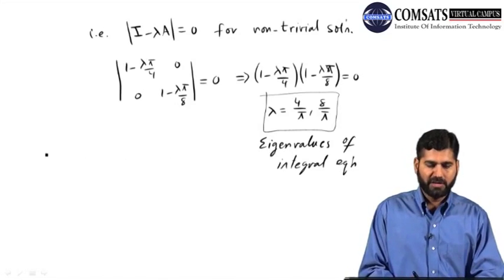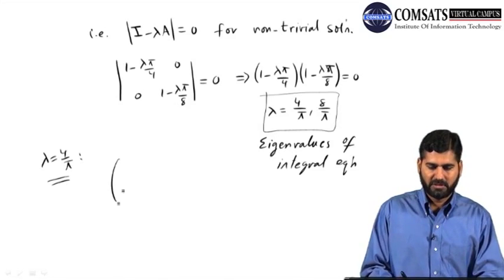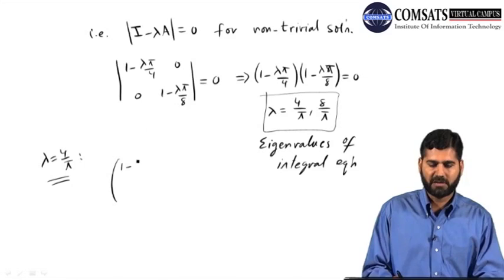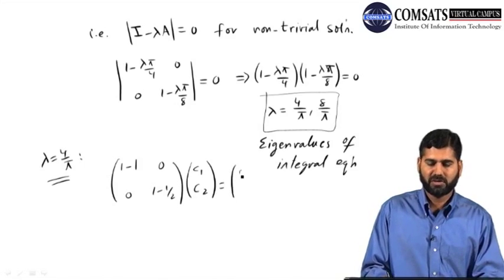So now if we take one by one, if we take lambda as 4 by pi, then your system is 1 minus lambda pi by 4, which becomes 1 minus 1, 0, 0, and lambda pi by 8 with lambda 4 by pi gives you 1 by 2, so 1 minus 1 by 2. This is your system. C1, C2 is equal to 0, 0.